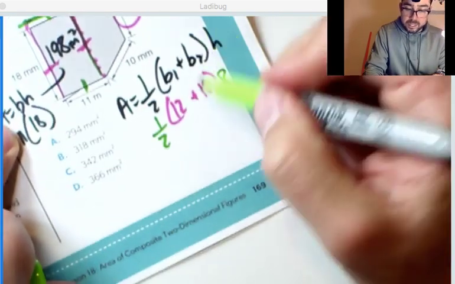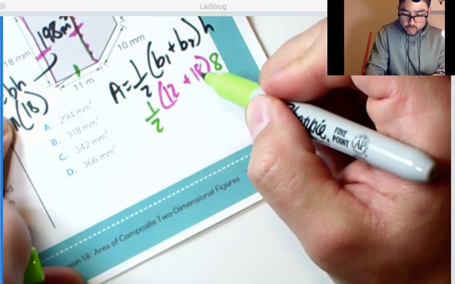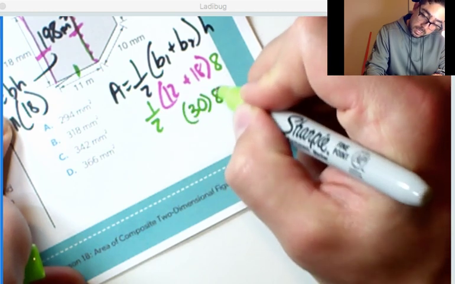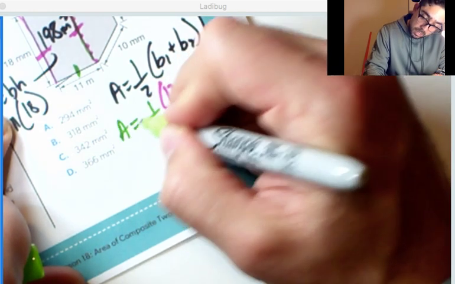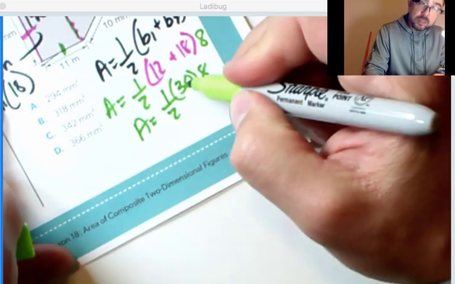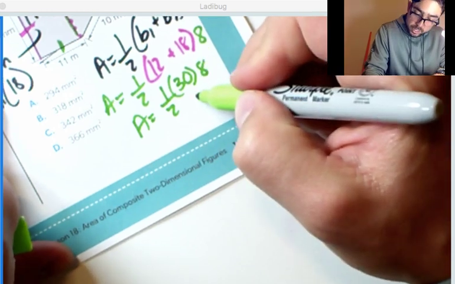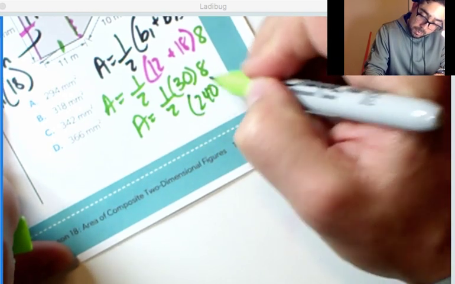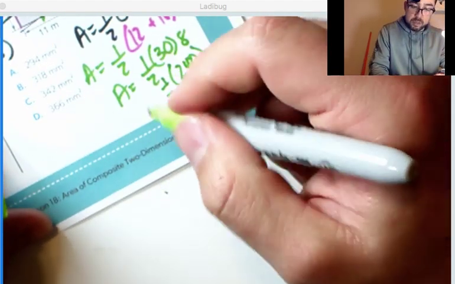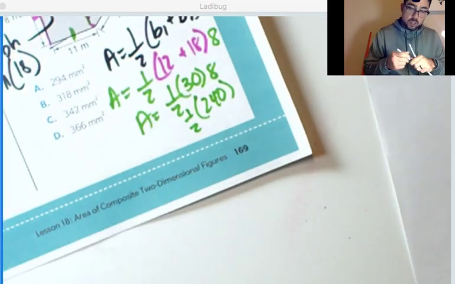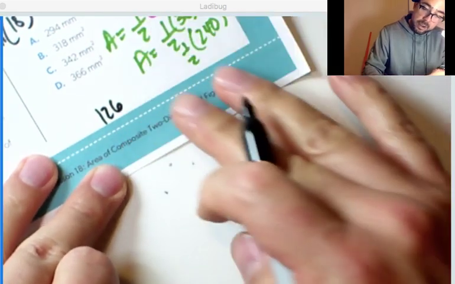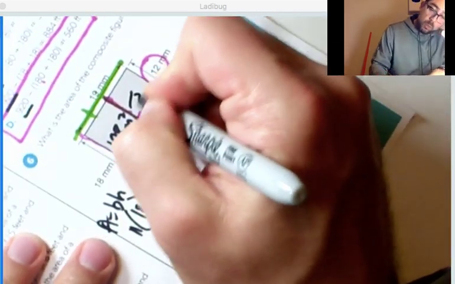12 plus 18 would be 30, times 8, times 1/2. 1/2 of 30 is 15. Or let's do 30 times 8 would be 240. 240 times 1/2, 1/2 of 240. The area would be 126. So the area of that trapezoid should be 126.